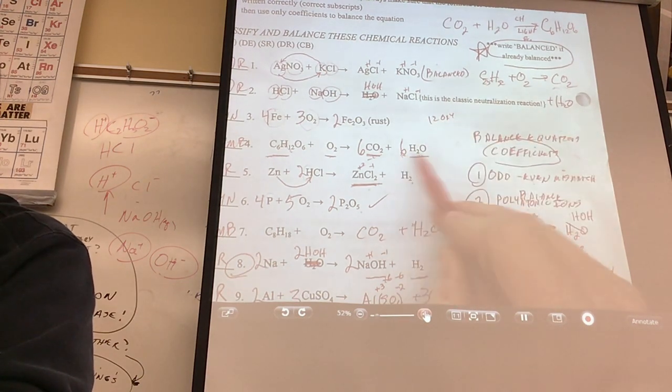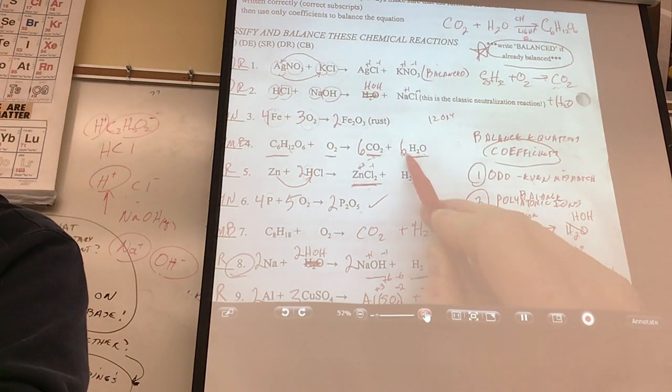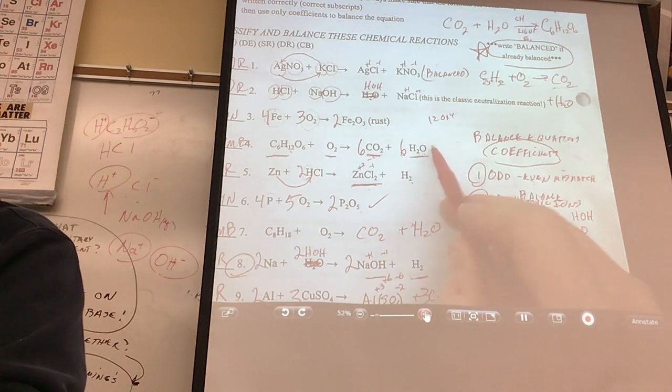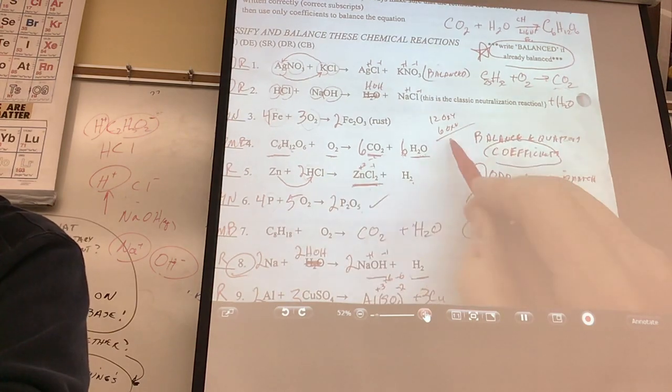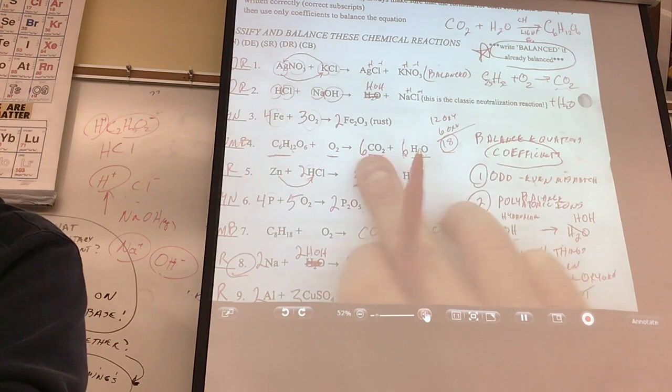What's 6 times 2? 12 oxygens. And what's 6 times 1? This is H2O1, isn't it? So I have 6 more oxygens. How many oxygens do I have on the right-hand side? 18. I have 18 oxygens on the right.